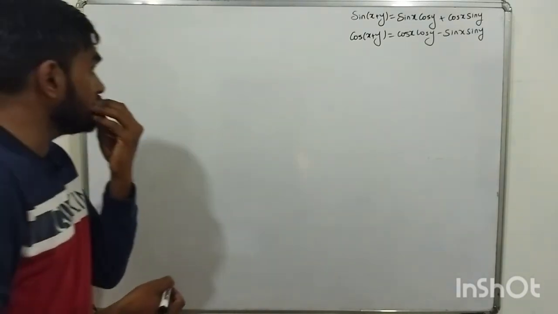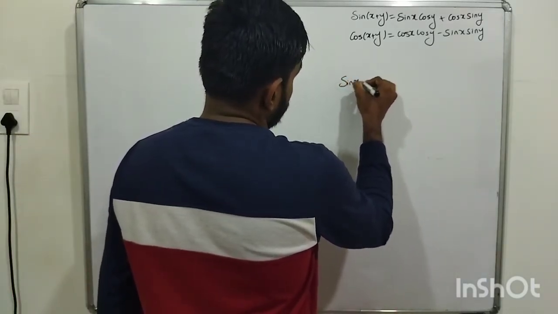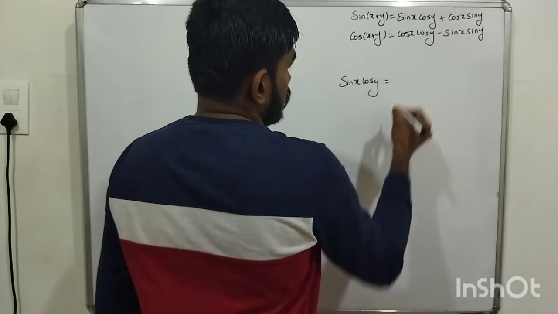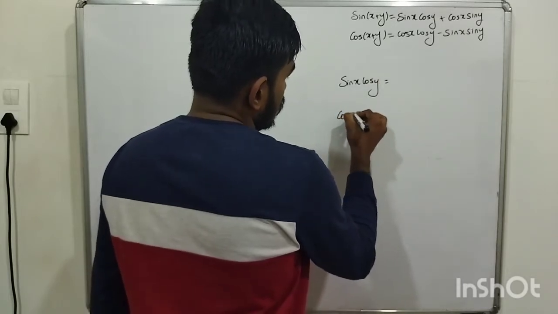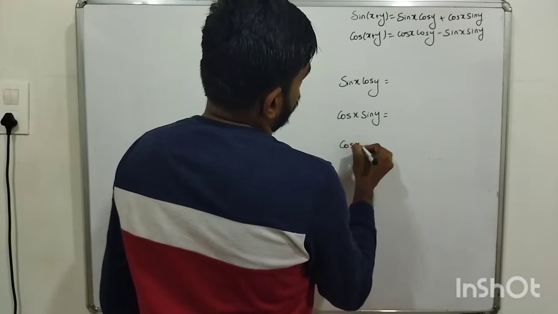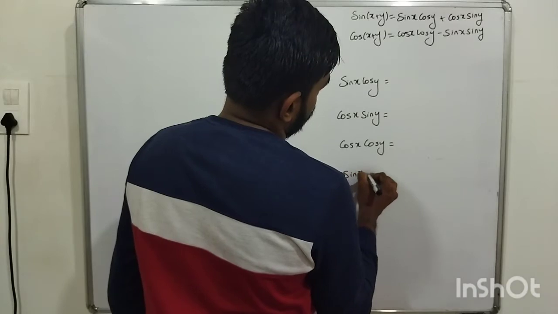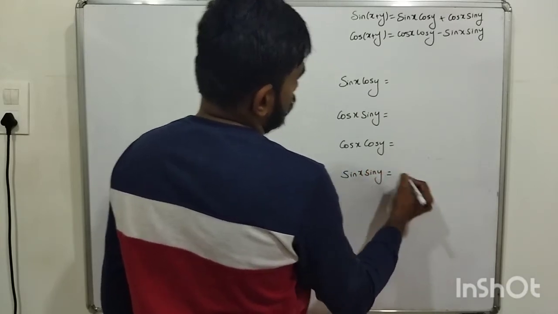So first step, there are four formulas here. Sin x cos y is the first one, then cos x sin y is the second one. Third one is cos x cos y, and fourth one is sin x sin y. Okay, minus sin I can take this side.